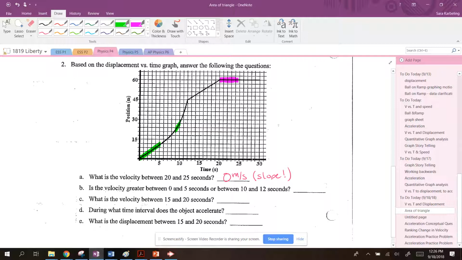10 to 12. What is it that you're looking at? The slope. But you can do it. You can see that this is steeper. I'm not asking what the value is. All I'm asking is which one's steeper. And you can tell which one's steeper.